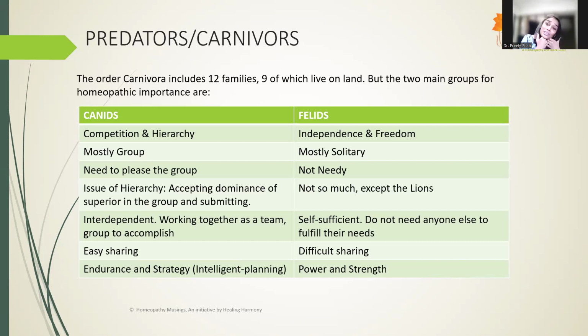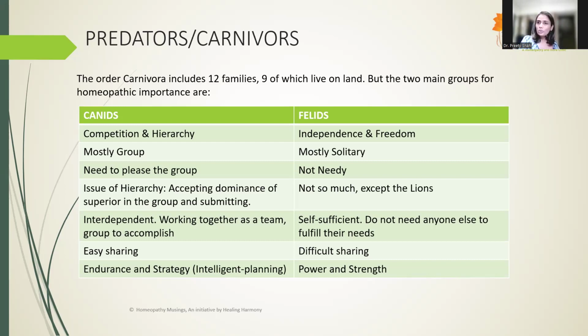If they submit, the whole life is about this conflict. I've submitted myself too much, and why am I doing it? I want to break free. I want to escape from here. Okay. They are more dependent. They are more self-sufficient. So dogs are more dependent, and cats are more self-sufficient.